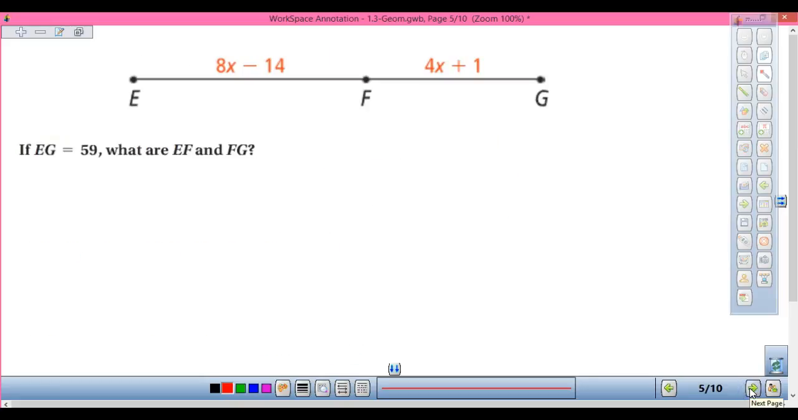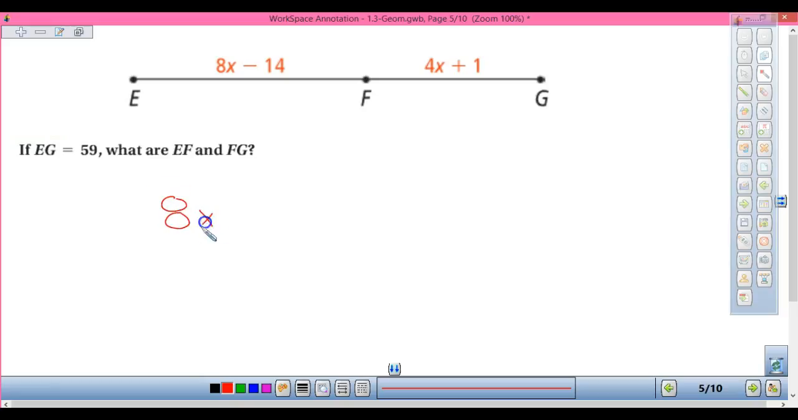Uh-oh. Now we've got variables in there that are linked to algebra. You guys are done with algebra. All right, so it says EG is 59. So EG is the whole thing or part of it? The whole thing. So what am I going to have to do with EF and FG? Yes, we got to add them together.